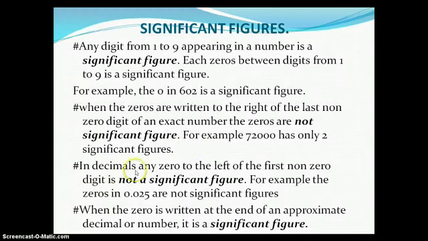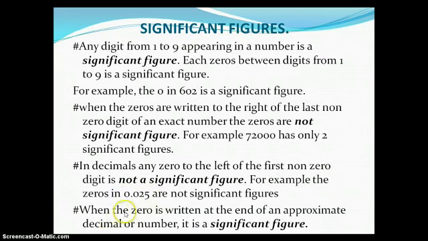Then we say that in decimals, any zeros to the left of the first non-zero digit are not significant figures. For example, the zeros in 0.025 are not significant figures, meaning that those zeros written before the non-zero digits on the decimal places at the left are not significant figures. But if there is a number there, then a 0 existing between would be a significant figure. But those zeros written to the left of the first non-zero digits are not significant figures. So here we have 2 significant figures.